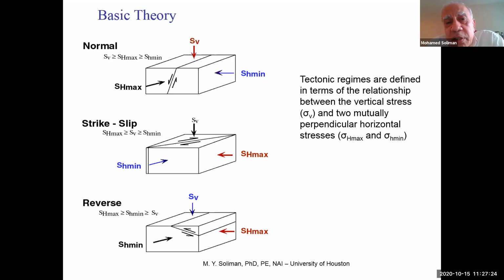If I fracture this situation, what kind of fracture do you get? Well, the fracture has to be perpendicular to the smallest stress, and here the smallest stress is the horizontal stress, SH min. That tells me that the fracture will be vertical, and it is perpendicular to SH min. So I'm going to jump to the reverse stress regime, the last one.